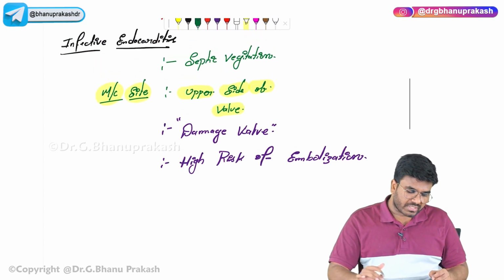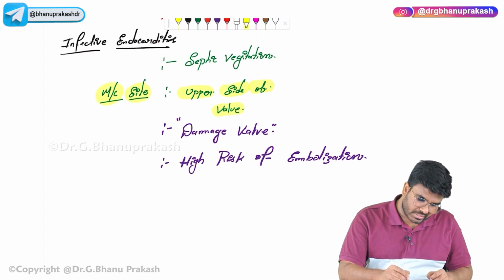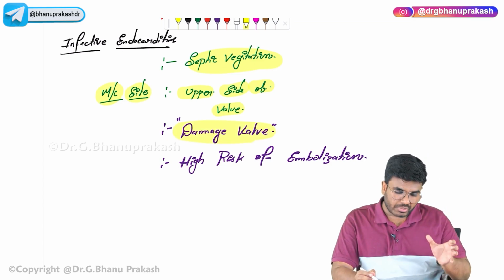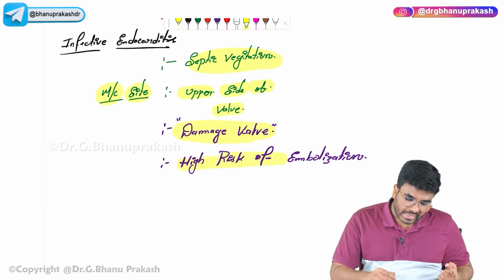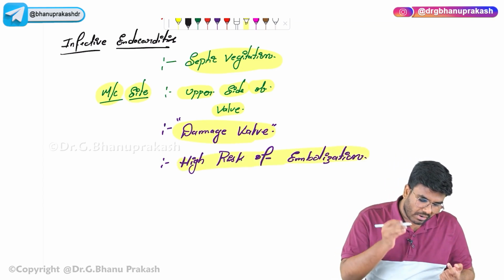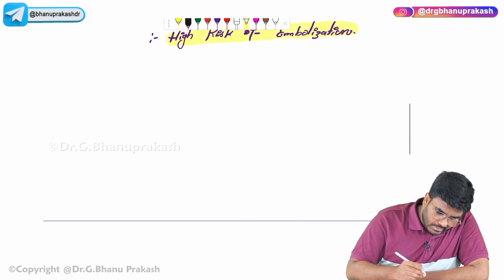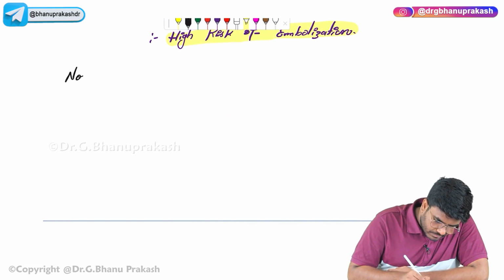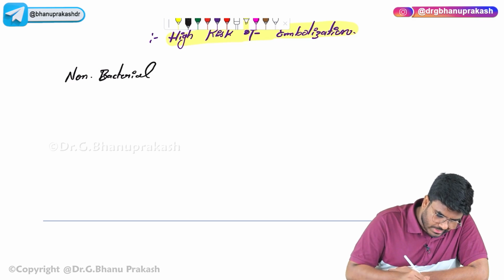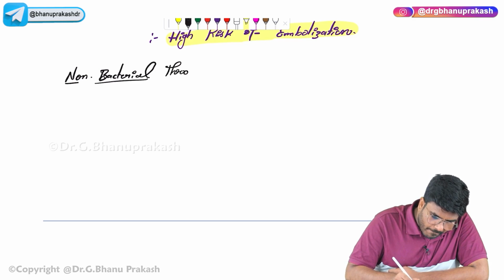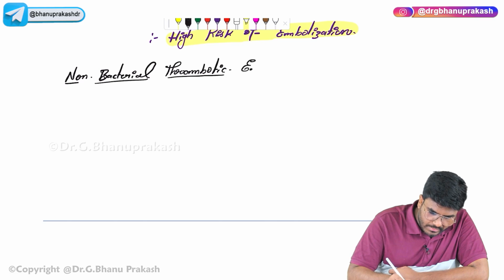So these are some important points about infective endocarditis. Yes, they are septic vegetations. They are most destructive. They will cause damage to the wall. They are present on the upper surface of the wall, and there is a high risk of embolization. Done. After this, the new thing which you don't know is non-bacterial thrombotic endocarditis, NBTE.